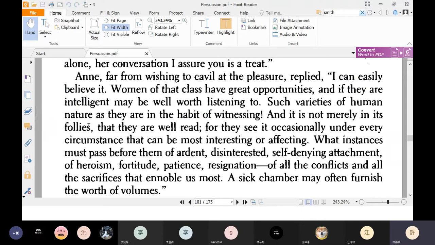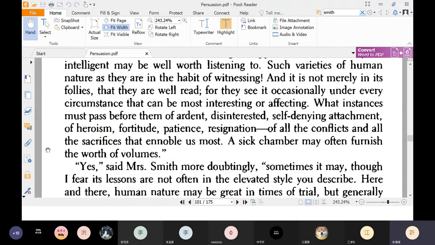And it is not merely in its follies, like silliness, that they are well-read. To be well-read means to know a lot. So what they know about people is not just how silly they are. For they see it, human nature, occasionally under every circumstance that can be most interesting or affecting. Affecting here means moving, emotionally moving. What instances or situations must pass before them of ardent, which means passionate, disinterested, which means not involving themselves, so only to do with other people, self-denying attachment, self-denying.